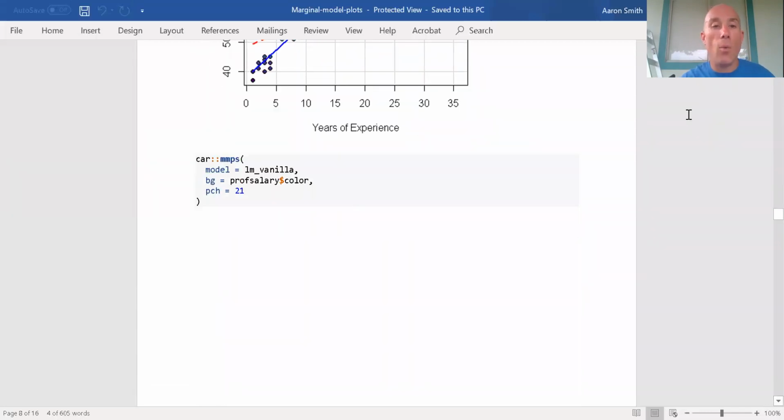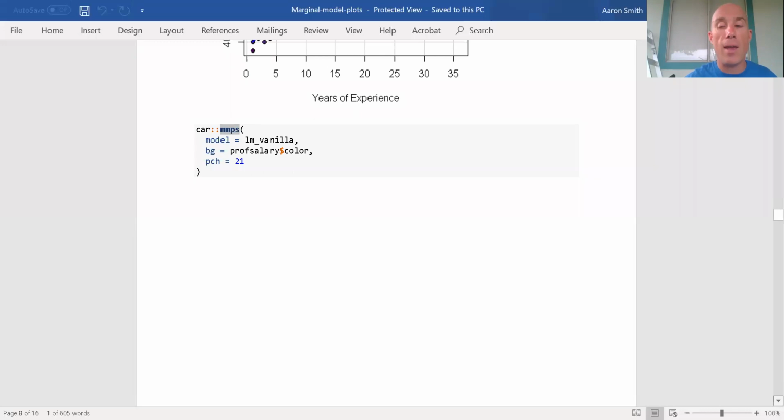Now, what I've done, I used the function MMP to make those two plots so far. MMP stands for marginal model plot. If I go MMPS, that's marginal model plots, plural, it'll generate a whole bunch of those plots for us automatically. So let's go ahead and do that.